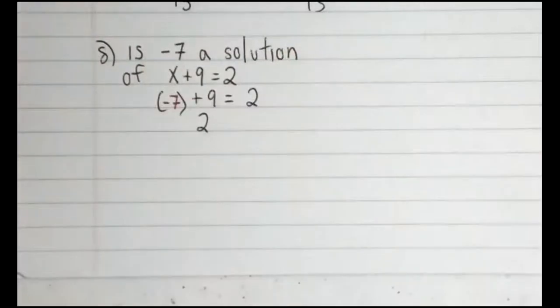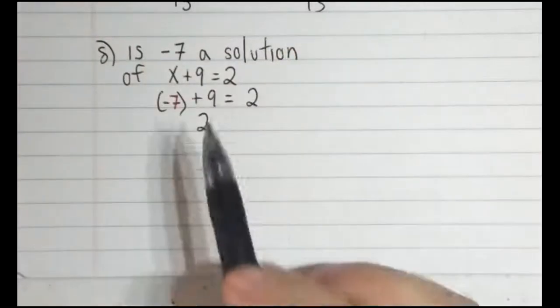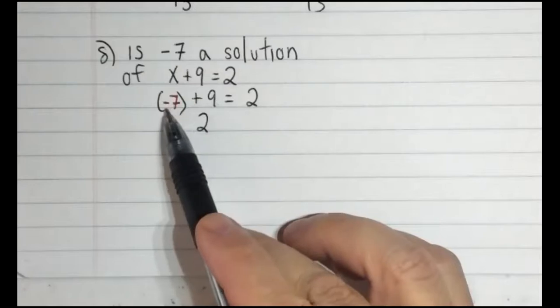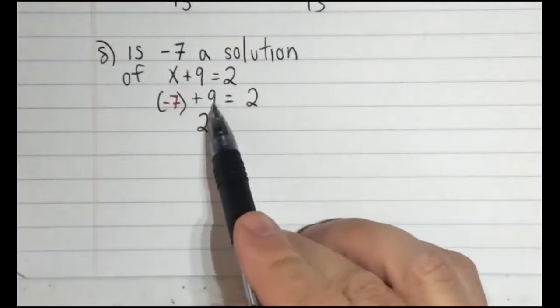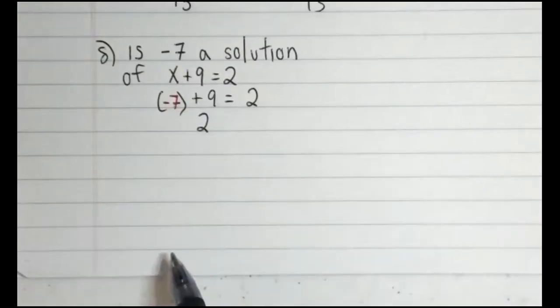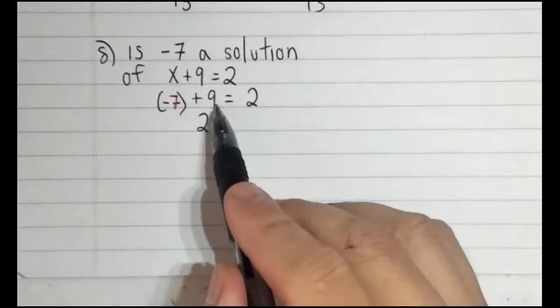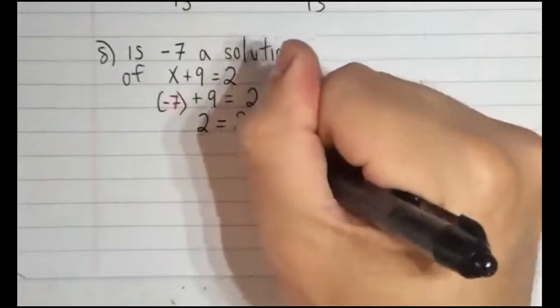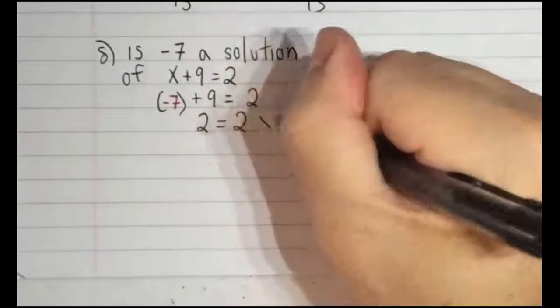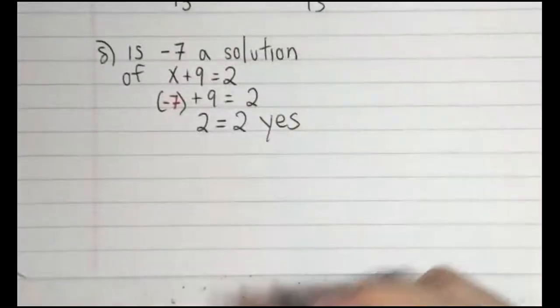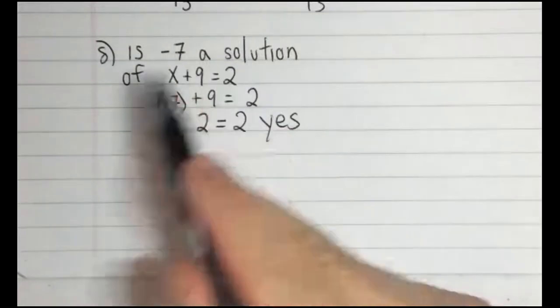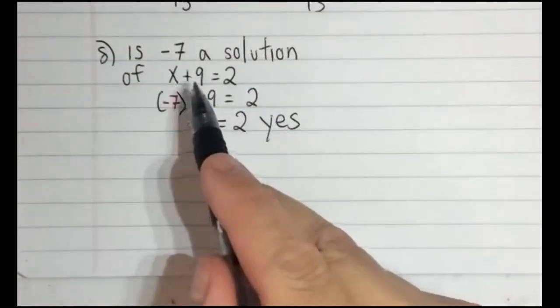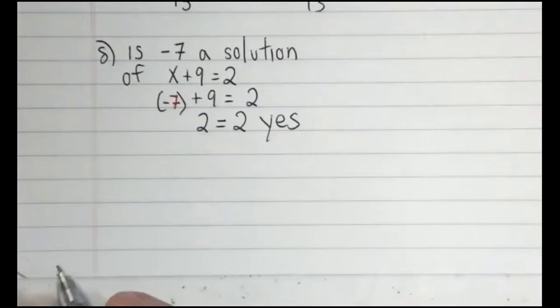2. And the question is, is that a positive 2 or a negative 2? Well, we've got to look. There's 7 negatives, but there's 9 positives. What is there more of? There's more positives, right? So our answer would be positive. So in other words, they're asking you, does 2 equal 2? Yes, it does. 2 does equal 2. So that means negative 7, yes, is a solution of x plus 9 is equal to 2.